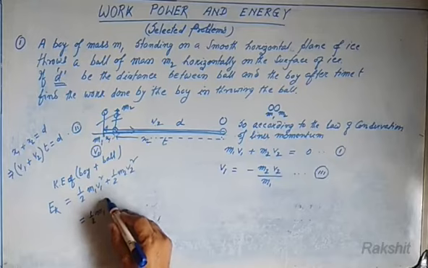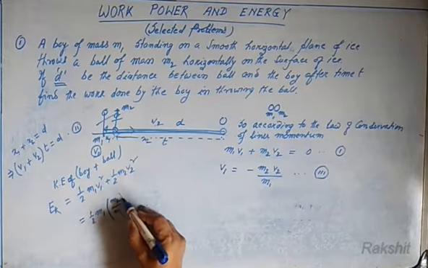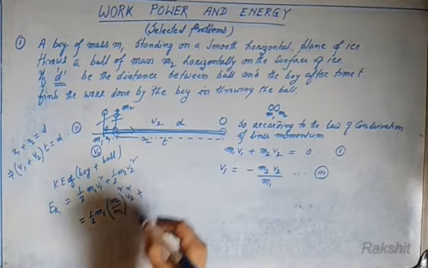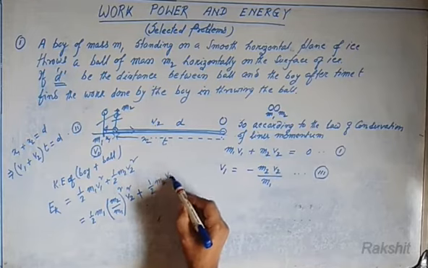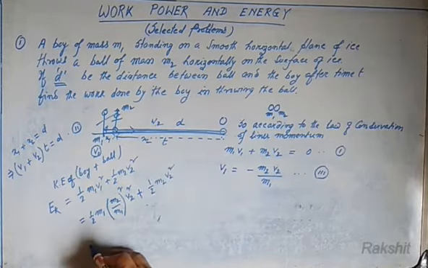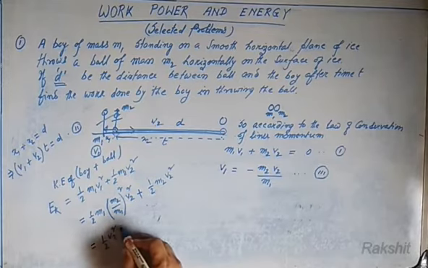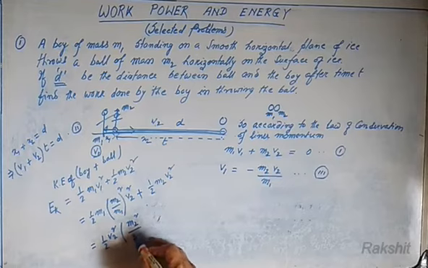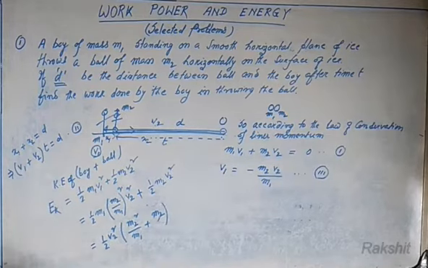So this becomes m2 by m1 square into v2 square plus half m2 v2 square, which is equal to half v2 square common, m2 square by m1 plus m2. This is the expression for energy.